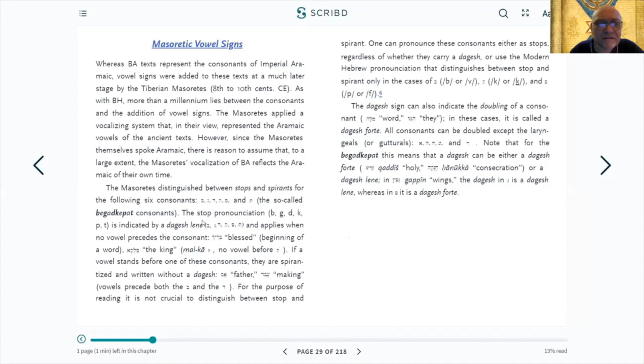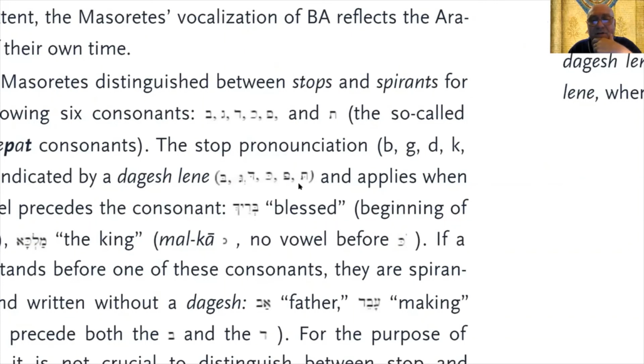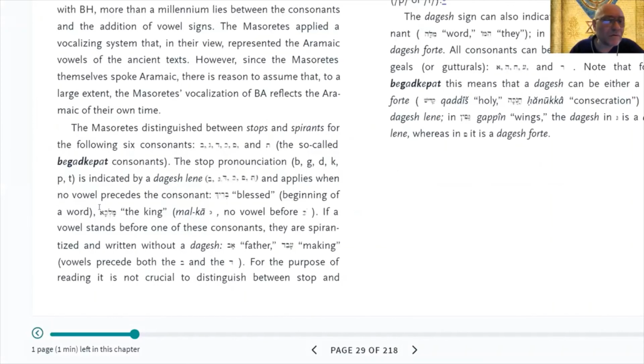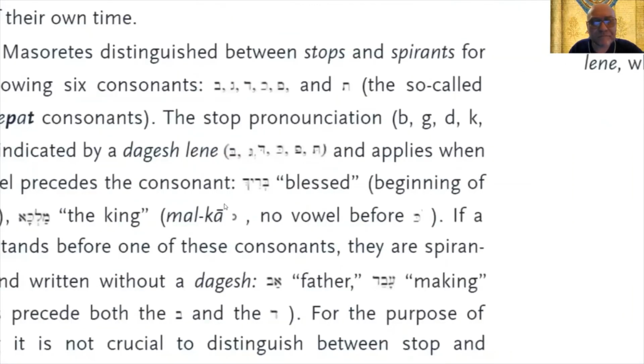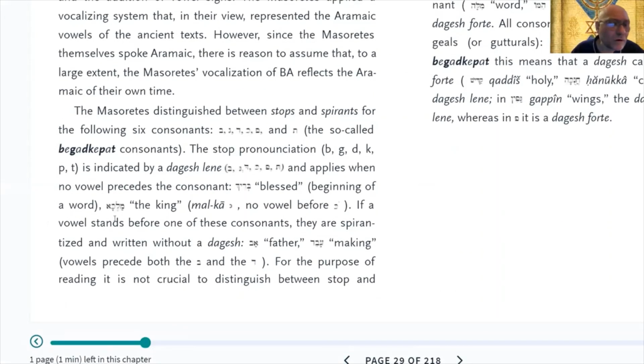Okay, and the stop pronunciation, T, P, K, D, G, B, Begedkefet, is indicated by a dagesh lene. Remember I mentioned that? That little dot there is a dagesh lene, and it's considered a reduced dagesh. Basically what it does is it hardens or softens the letter in Hebrew. It applies when no vowel precedes the consonant. So here is barach, blessed, beginning of a word. So we have malka, the king, no vowel before kaf.